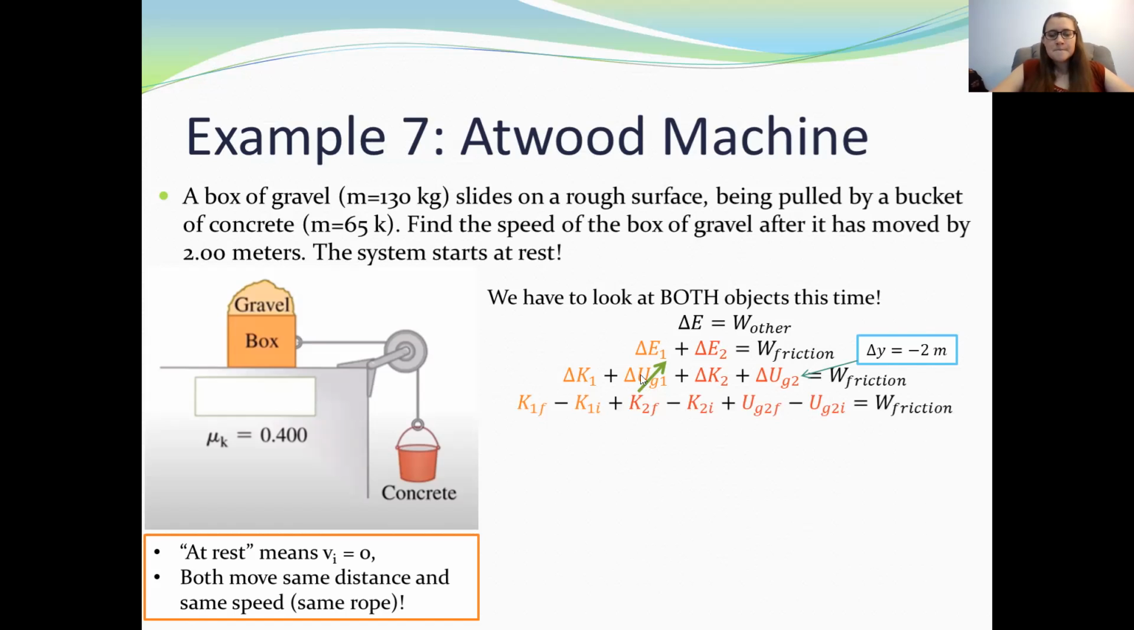Okay, so taking our delta terms and breaking them down into what they really mean. The change in kinetic energy for our first object is its final minus initial. Again, the change in kinetic energy for the second is final minus initial. The change in gravitational potential for our second object is final minus initial. And all of that, again, equals the work due to friction.